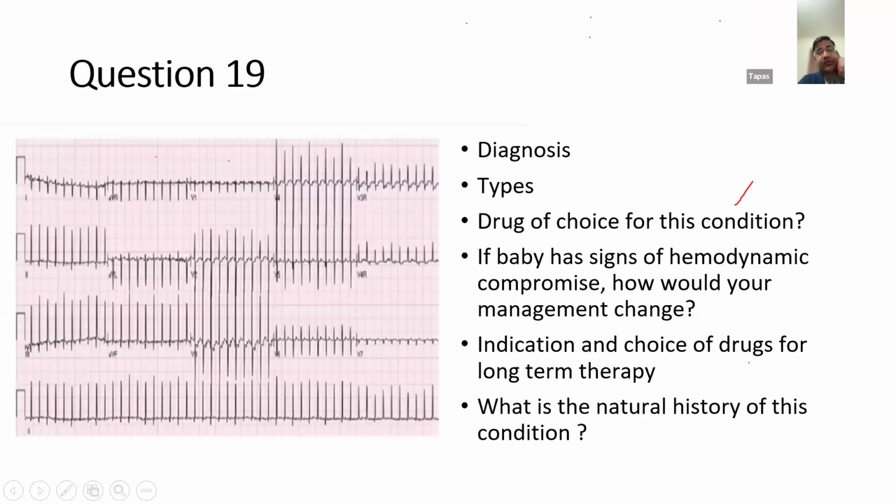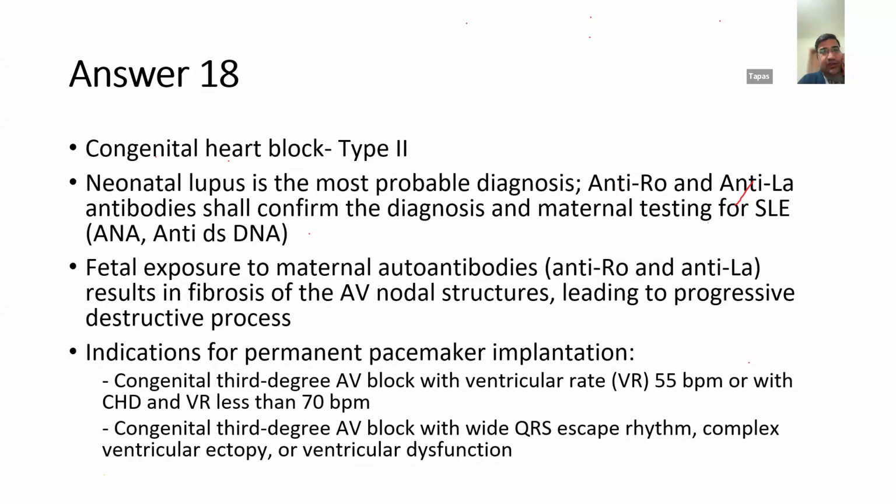Okay, so importantly, you have to understand that this CHB is actually progressive. Here you can see that the baby is having CHB type 2. It can progress to type 3 or complete heart block also. And these heart blocks are actually permanent. This is not temporary. They will not respond to the treatment. It is a permanent heart block. And many of these babies might require pacemaker implantation based upon the criteria for implantation as has been enumerated in the slide. Next question, Yusuf.